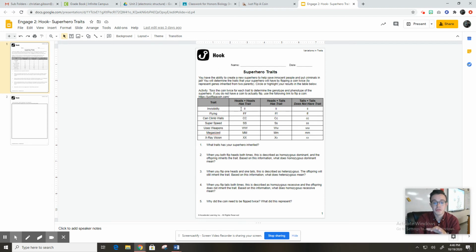Okay, so what you're going to do is you're going to flip your coin twice, each time to represent the genes you would get from the mom and then the genes you would get from the dad. So one from each parent. You're going to do that for each trait to see which superpowers your superhero has. You're going to answer these 5 questions.